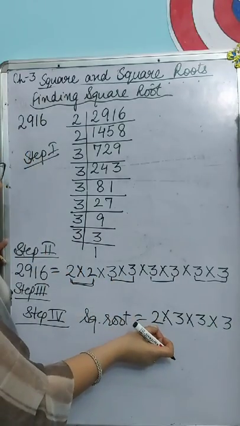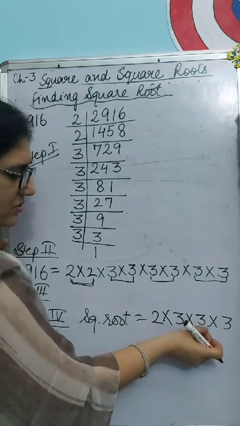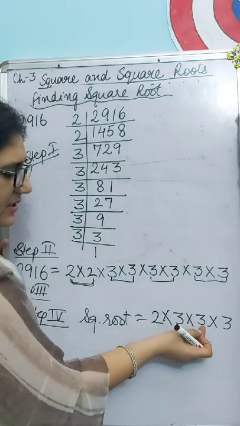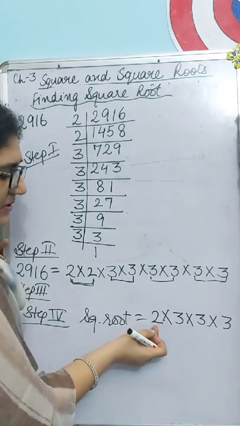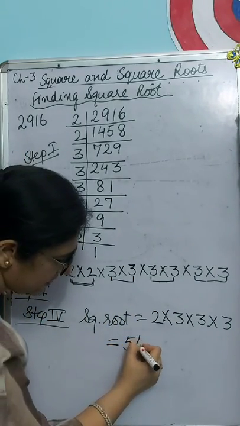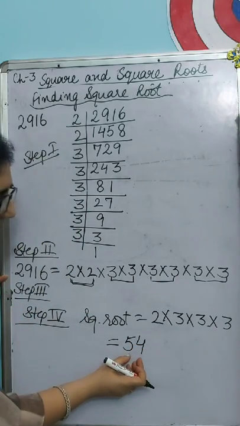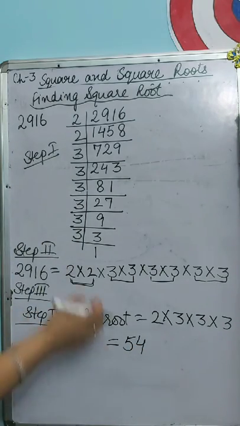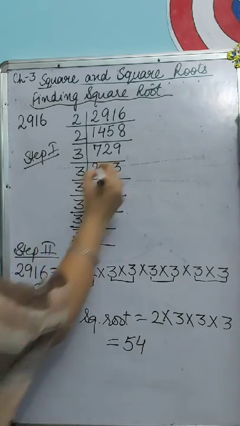So our product contains how many prime factors? 1, 2, 3 and 4. So the answer is 3 threes are 9, 3 nines are 27, and 27 twos are 54. So our answer is 54. You can check also: when you multiply 54 by 54, you will get the same number. Let us verify over here.